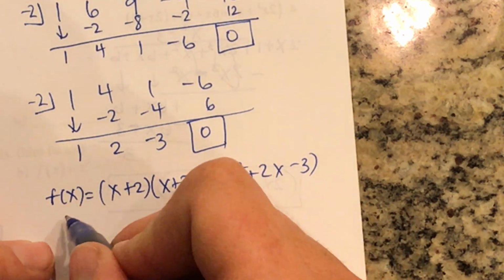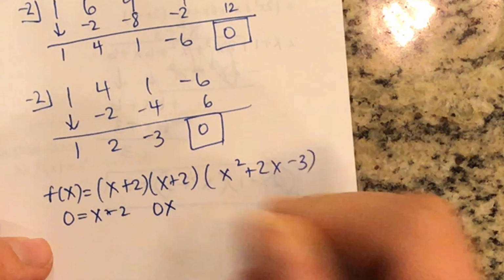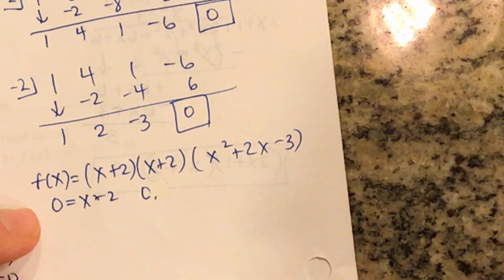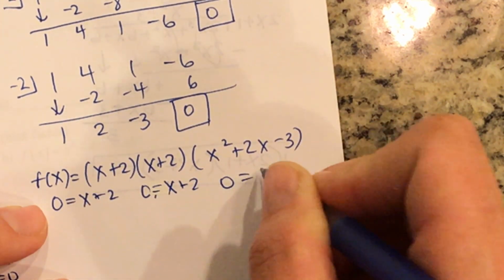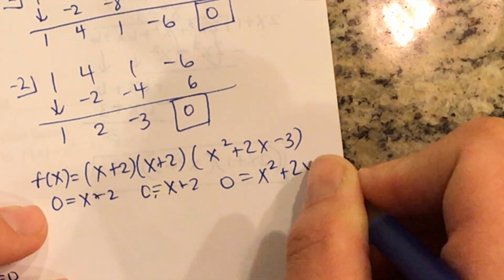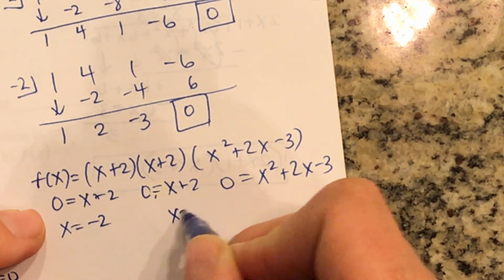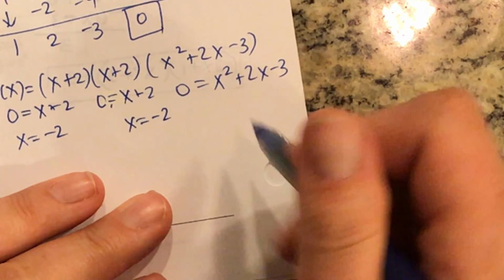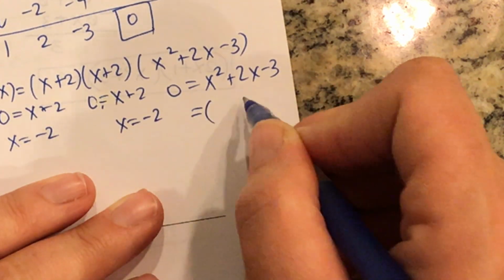So now I've got 0 equals x plus 2. 0 equals x squared plus 2x minus 3. So x equals negative 2. I know you're probably going to sleep. I'm about to go to sleep, man. I'm tired. This is not that exciting, but hopefully it'll help you if you needed to see somebody work through it.